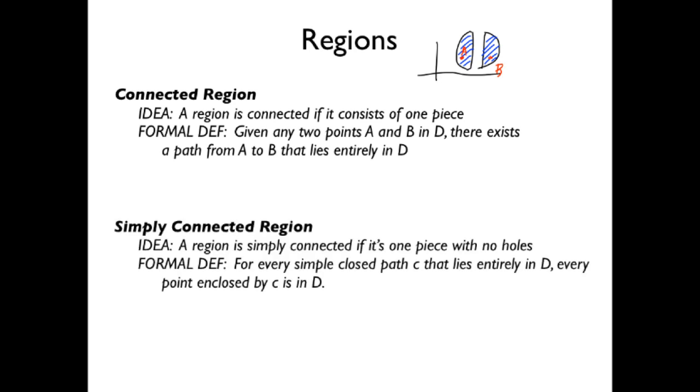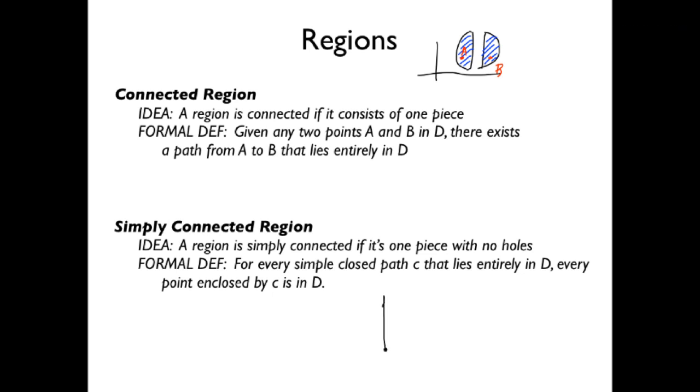A simply connected region means it's connected, so it's one piece, and it has no holes. It has no points missing. So the formal definition would be: every simple closed path that lies in D, every point enclosed by that simple closed path is also in D.